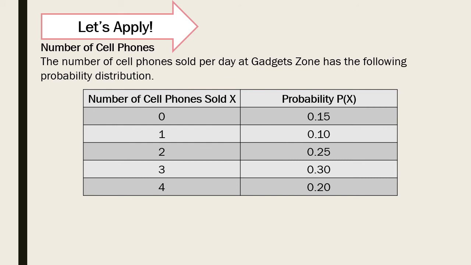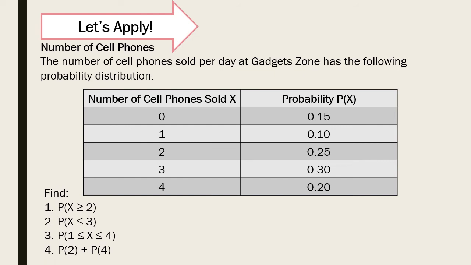So 0, ang probability niya ay 0.15. So pag may naibentang isa, ang probability niya ay 0.10. Dalawa, 0.25. Tatlo, 0.30. At kung ang number ng cellphone ng naibenta ay 4, ang probability niya ay 0.20.